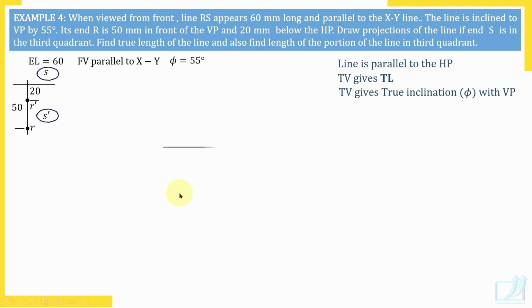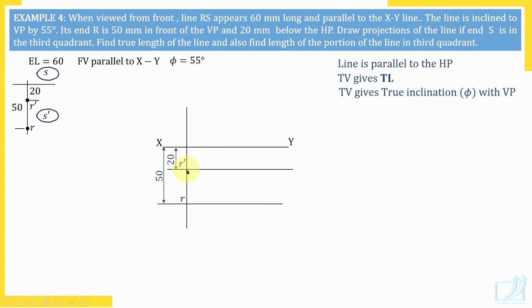Okay, so here it is the XY line. Draw the projector of that reference point. Mark that reference point 20 and 50 millimeters. Remember, 20 millimeter is distance from HP, so R dash is at distance 20 millimeter. And top view is at distance 50 millimeter, because top view gives distance from VP. Now, as usual, draw horizontal lines through the reference point. And now top view has true length, means what? But true length is not given. Okay, then what should we do?